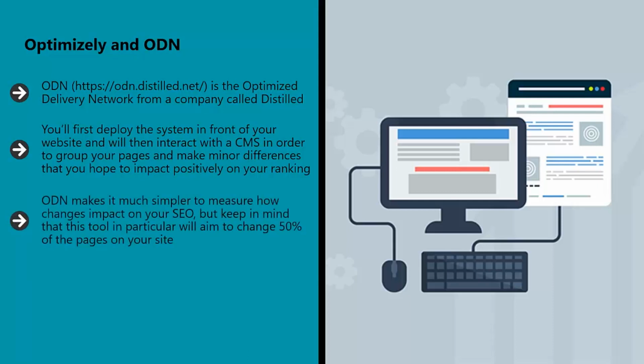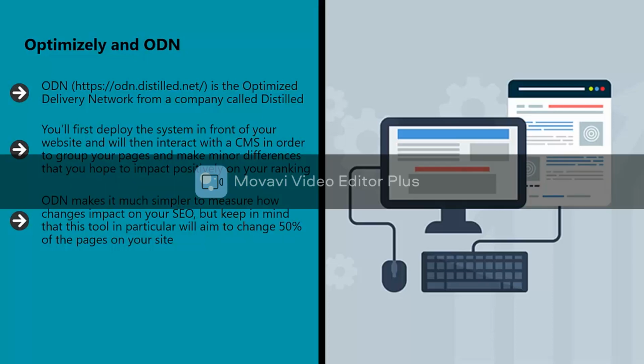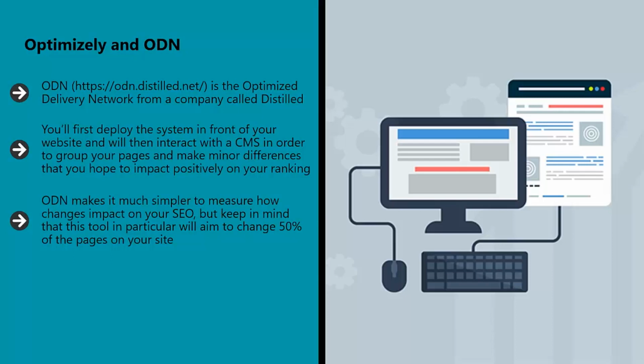ODN makes it much simpler to measure how changes impact on your SEO, but keep in mind that this tool in particular will aim to change 50% of the pages on your site. As we have discussed previously, this might actually be a little more than is optimal for most applications. That said, ODN is one of the best options for those that want to get started with split testing but don't want to tinker with their own website or hire a developer.